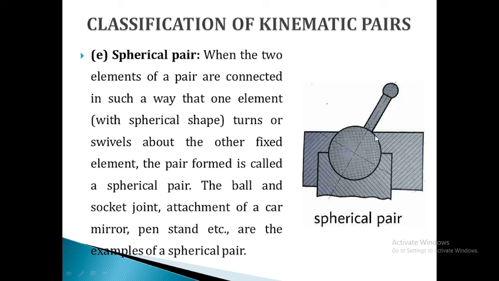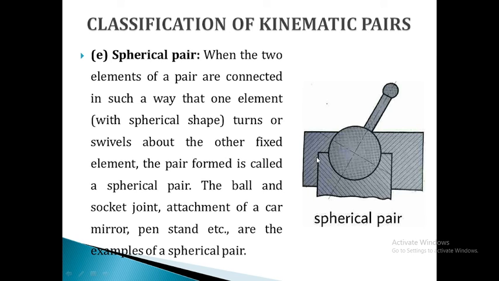See in this diagram, this sphere is connected with a lever and is inserted into a spherical hole in this fixed block. When we move this lever, then this ball can rotate in x direction, or it can rotate in y direction, or it can rotate in z direction. Okay, so this type of kinematic pair is known as spherical pair.